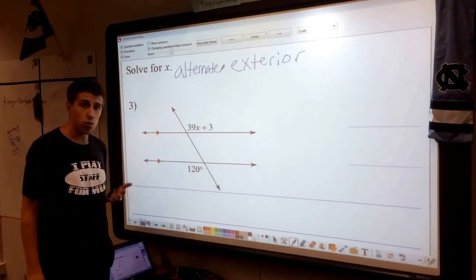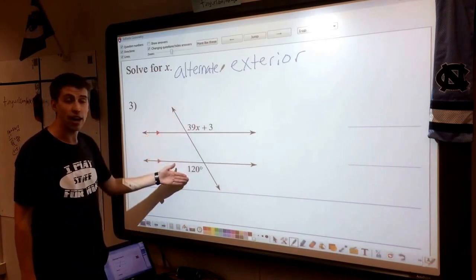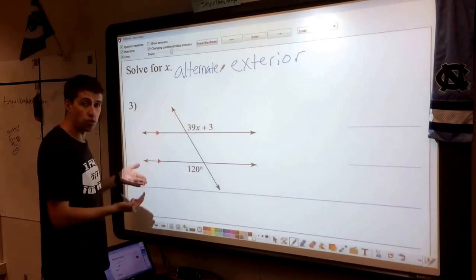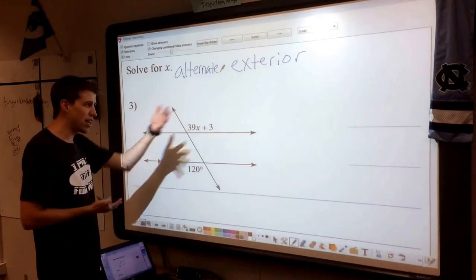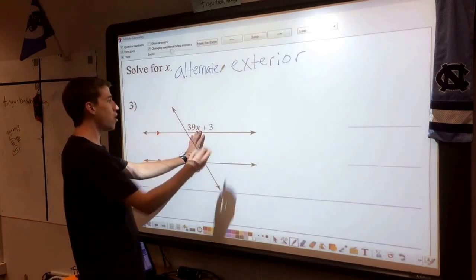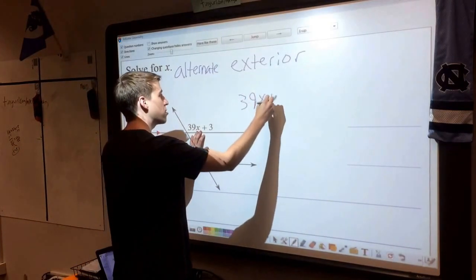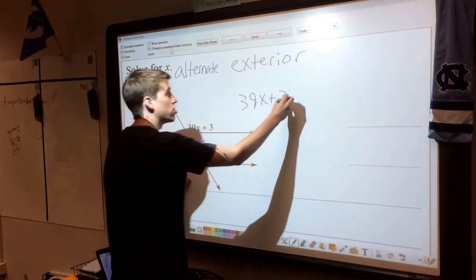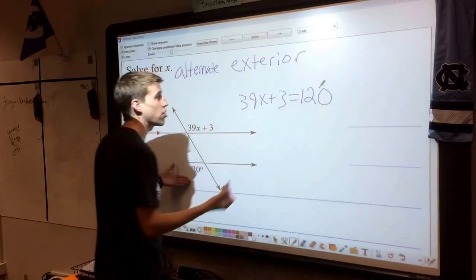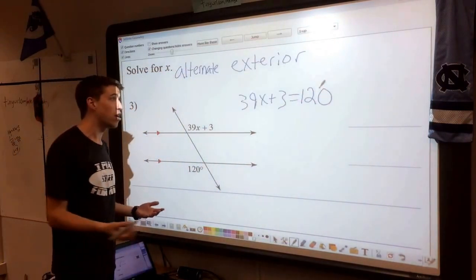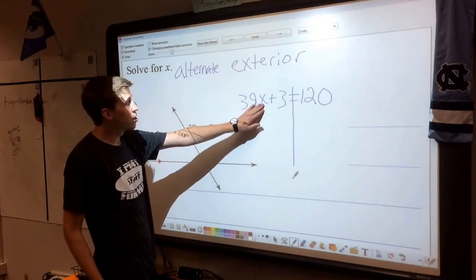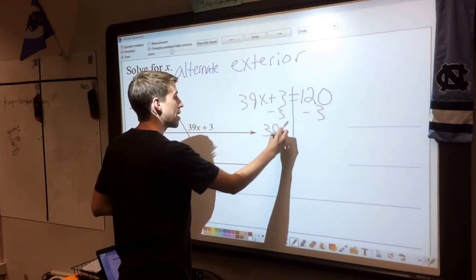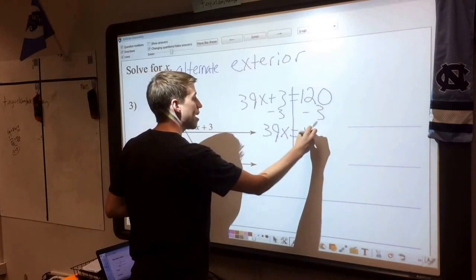Now from your notes, we should know that alternate exterior angles are congruent. So just like Mr. Matthews said, we know these are equal, so now we'll just write that relationship with an equation. We'll take one angle, 39x plus 3, and since it's congruent, we can just set it equal to the other alternate exterior angle. And now we just need to solve. We need to isolate x. We'll get rid of the far away friend first. So 39x will equal 117.